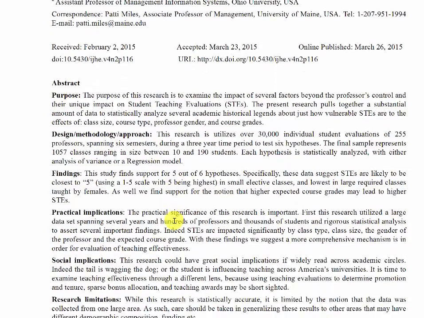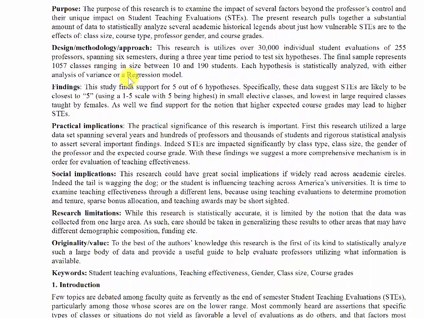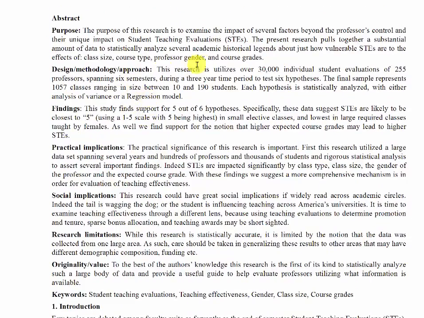So you'll notice that I can read the abstract to see if this is the topic that I'm interested in. The purpose of this research is to examine the impact of factors beyond the professor's control on student teaching evaluations. So that means it's going to look at student teaching evaluations, but not necessarily at what the instructor puts into it, but some of the perceptions of students. So, okay, that might be interesting to me if that's the topic I'm interested in.